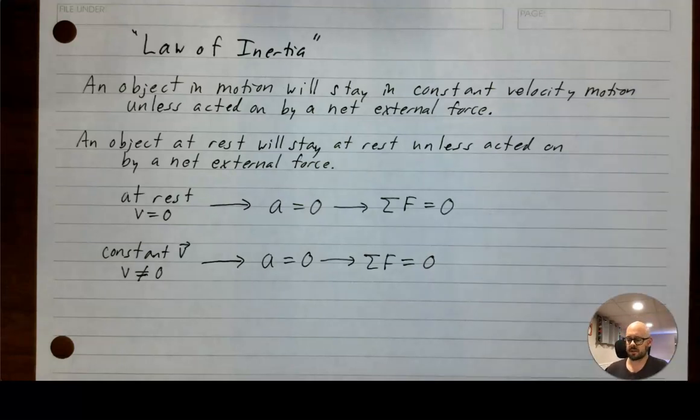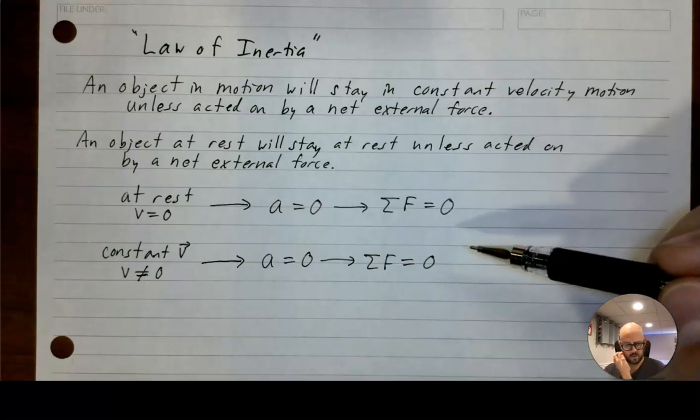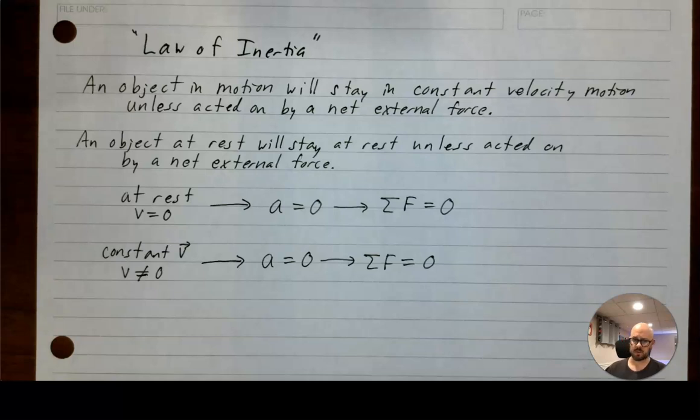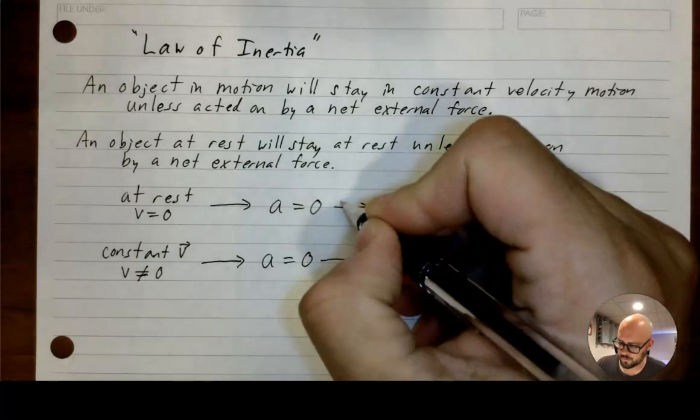So Newton's first law really focuses on finding those moments when the net force on an object is 0. We say a net external force because we want to differentiate between forces within the system and coming from outside. So these 2 phrases, at rest and constant velocity, when you get down to acceleration and force, they mean the same thing. So according to Newton, they might as well be the same thing. It's just a matter of whether it's moving or not.